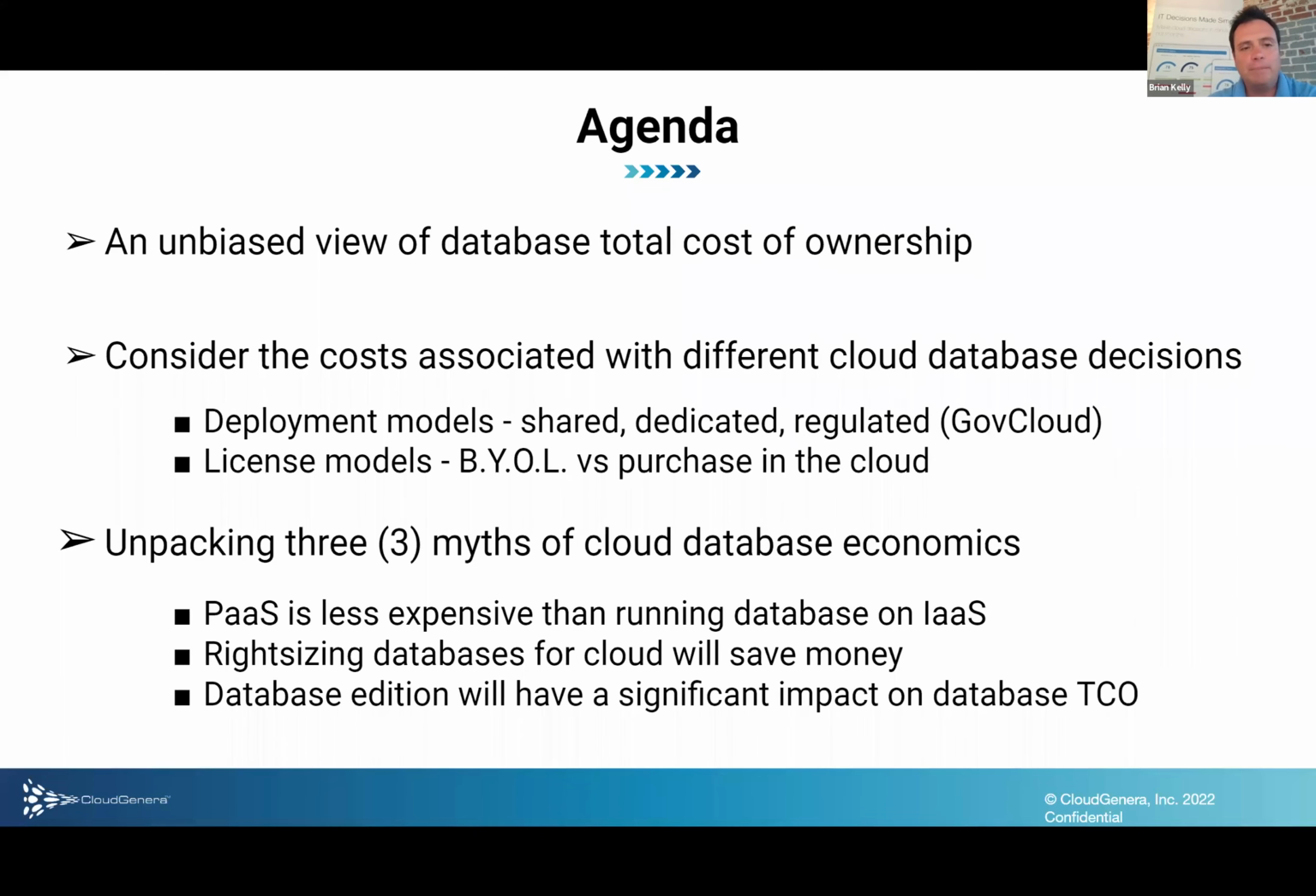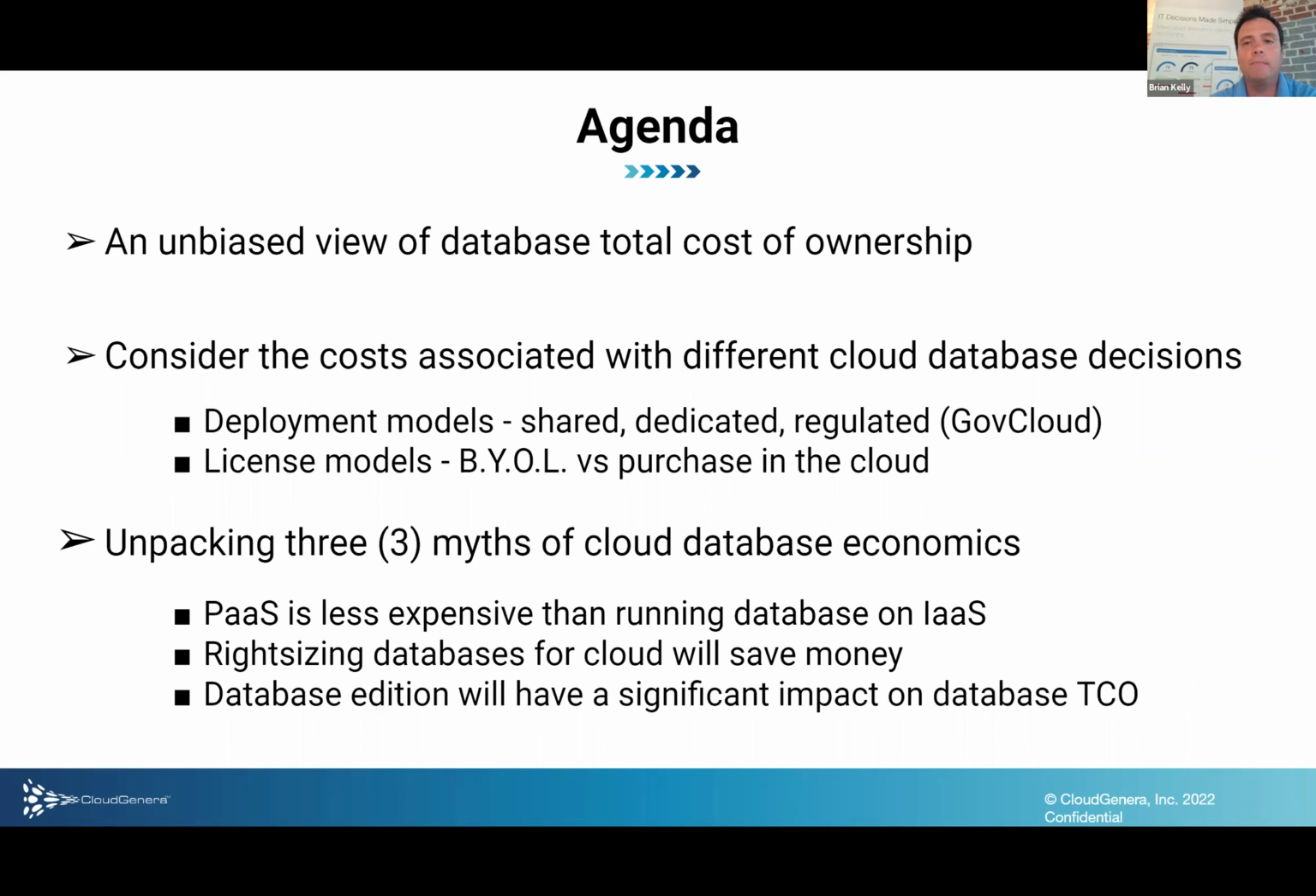Here's our agenda for today. We're going to go through 3 items. First, you'll hear CloudGenera's unbiased view of database total cost of ownership, unpacking the different considerations that contribute directly to costs associated with operating databases.